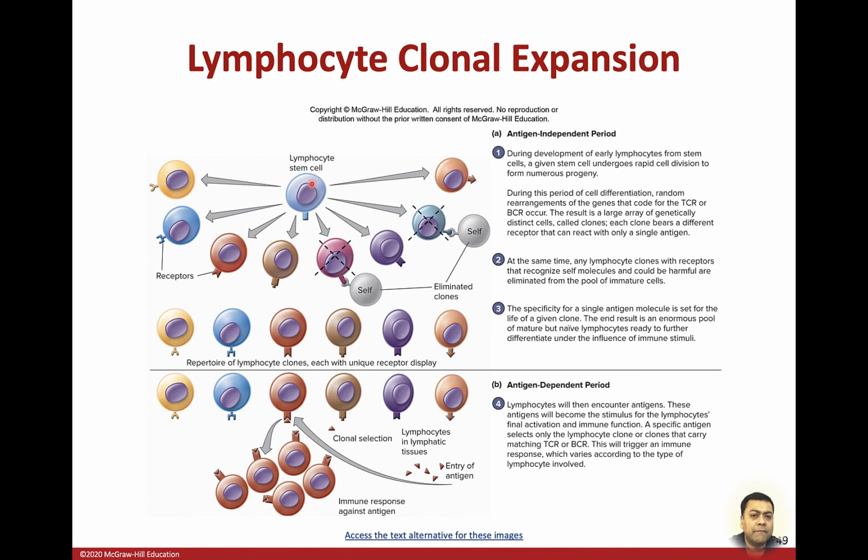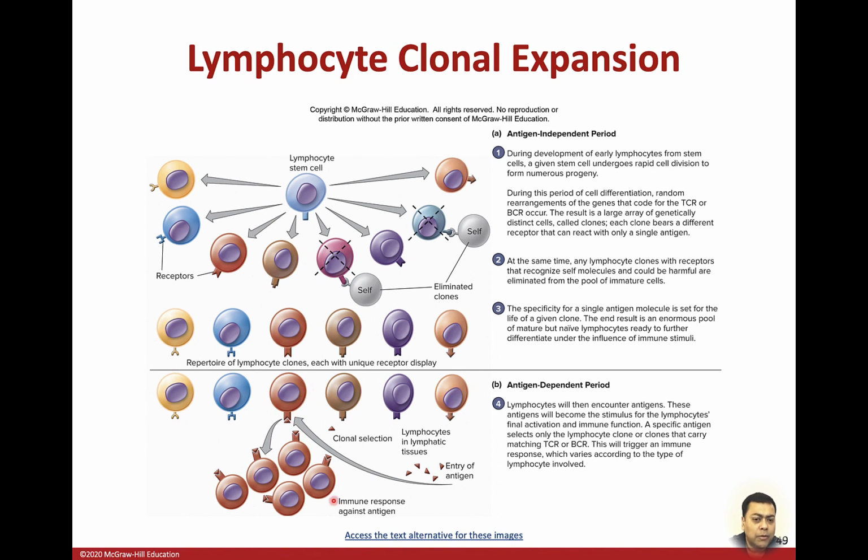So you can see that lymphoid stem cells can produce a lot of these different varieties. Some of them react with the self-antigen, and they are eliminated clones. You have all these varieties. Now, suppose an antigen comes in which activates a particular clone.